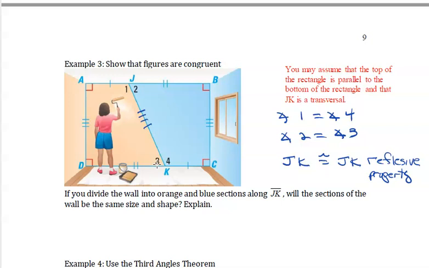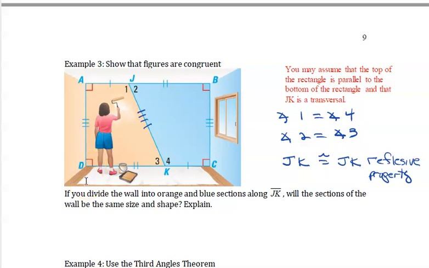Okay, what else do we know about these shapes? Because they want us to figure out whether orange equals blue. So far I have angle 1 and 4 being equal, 2 and 3 being equal. See, these are quadrilaterals, so I need 2 more angles. Well, here's a right angle, here's a right angle, here's a right angle, here's a right angle. So the other angles are also equal.